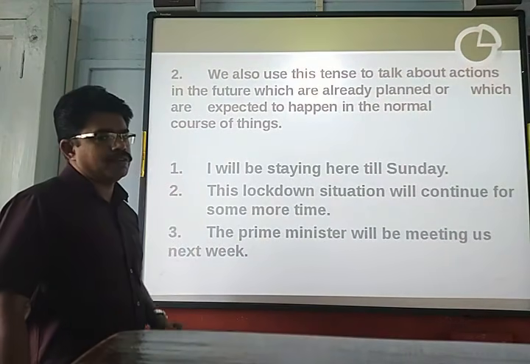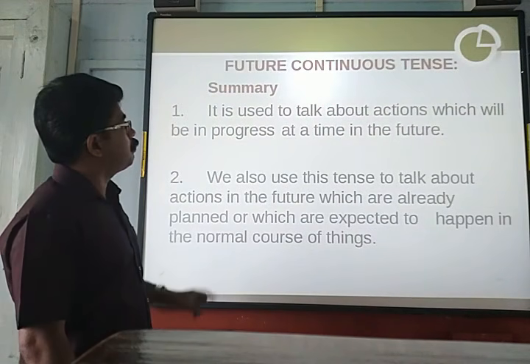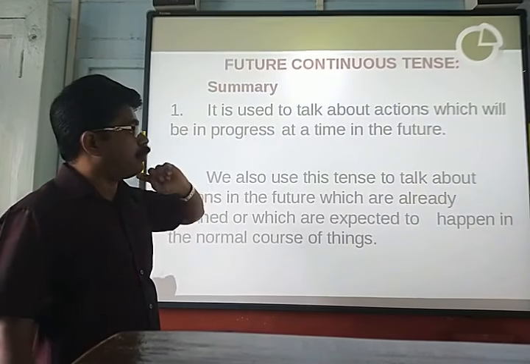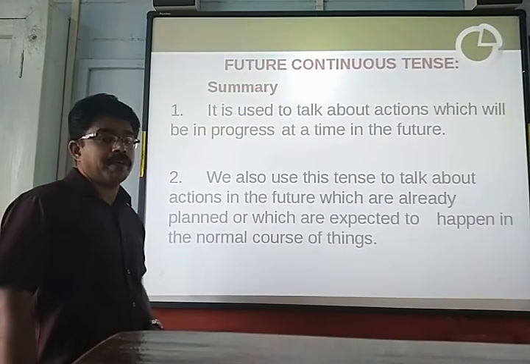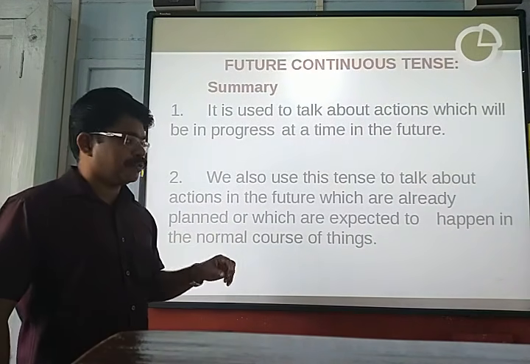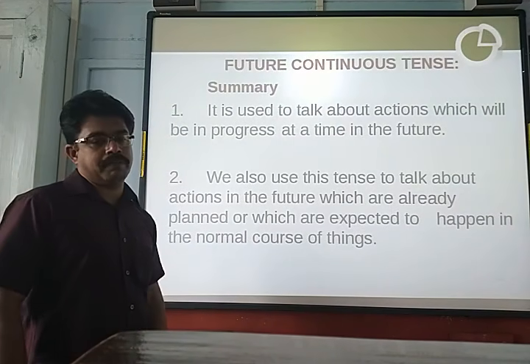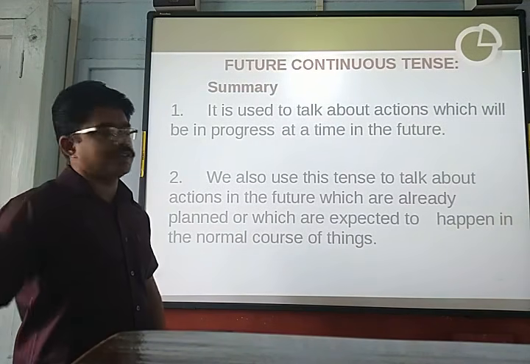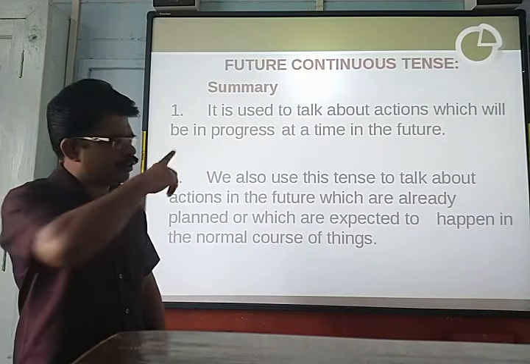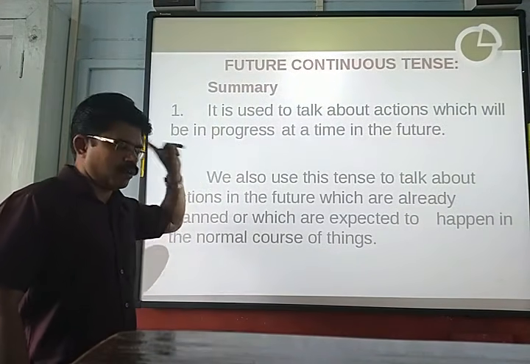So these are the different usages of the continuous tense. Future continuous tense. So what are the things we said? It is used to talk about actions which will be in progress at some time in the future, and we also use this tense to talk about actions in the future which are already planned, which are expected to happen in the normal course of time. Something planned to take place or something in the normal course of time that is going to happen. So these are the two usages we spoke about for future continuous tense. Just to recall in your mind.